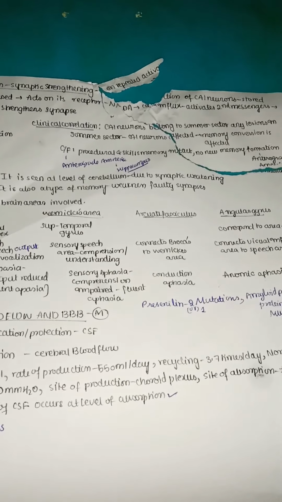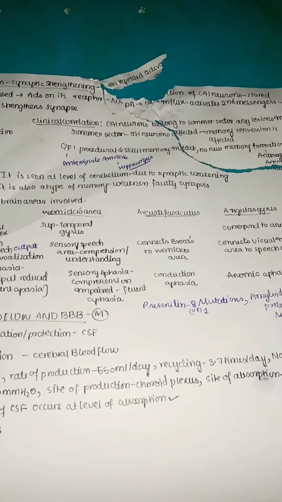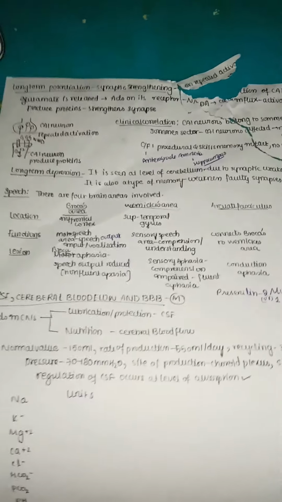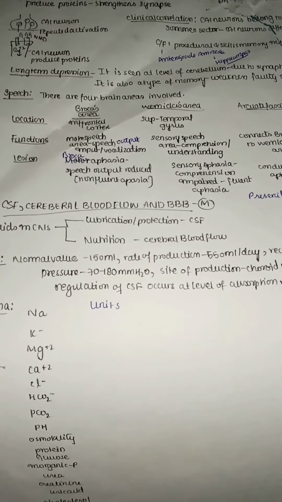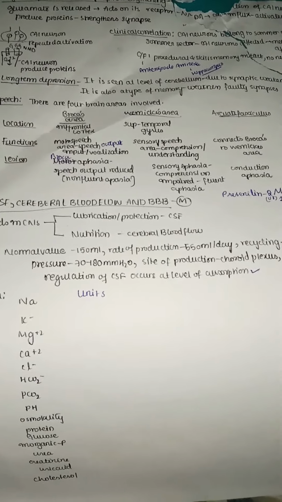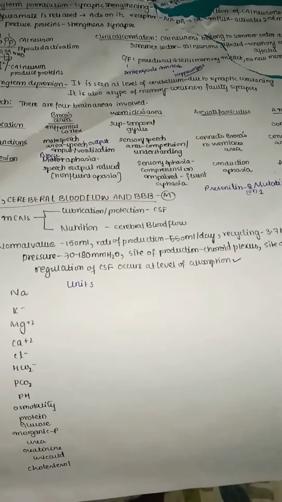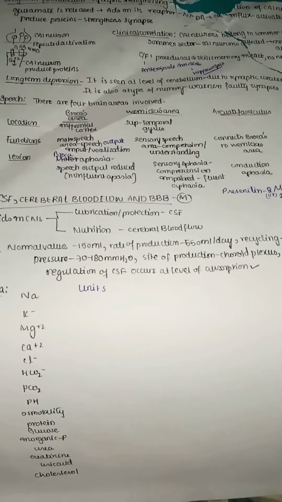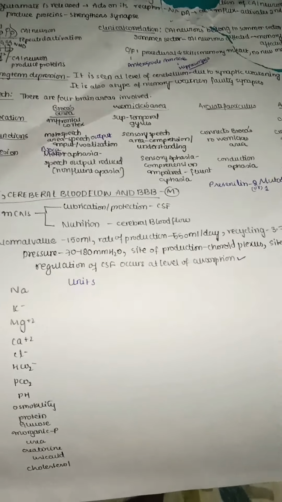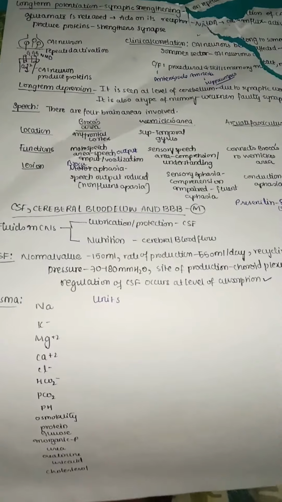And mainly the procedural and skill memories are still intact, like driving and swimming, all those can be done, but the information cannot be remembered in this person. So next let us see long-term depression. Long-term depression is seen at the level of the cerebellum due to synaptic weakening. If any synapse is weak, then it will lead to long-term depression, and it is also a type of memory weakness, faulty synapses.